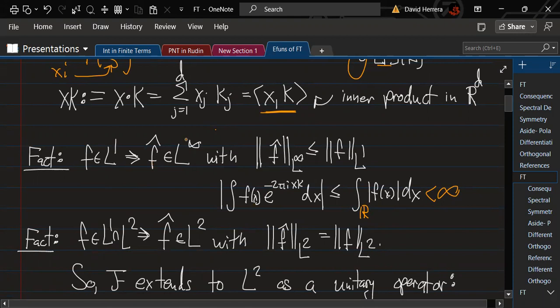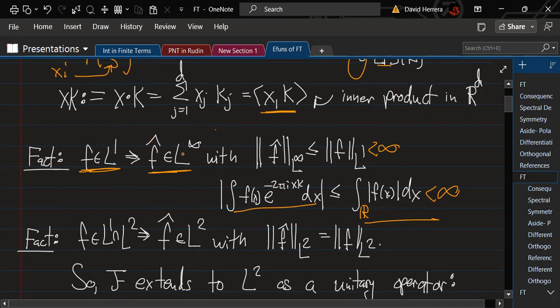Then it turns out that its Fourier transform is going to be an L infinity function, which means that it's bounded, and it satisfies this inequality here. That's just this right here. So if you take the Fourier transform, take its absolute value, then by the triangle inequality, you could move the absolute value bars inside, and you get the integral of the absolute value. And that is going to be finite, because if f is in L1, this is finite. That means that this thing is bounded by this, which is also finite. So if you have an L1 function, its Fourier transform is bounded.